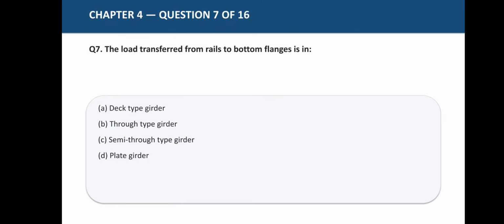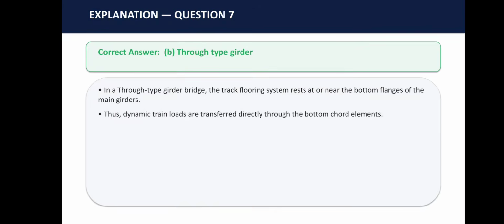Through type girder. Explanation. In a through type girder bridge, the track flooring system rests at or near the bottom flanges of the main girders, thereby transferring dynamic train loads directly through the bottom chord elements.